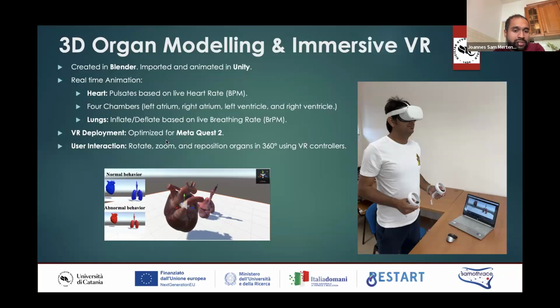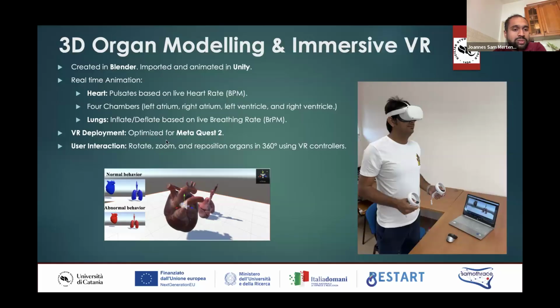data coming from both data sets. We used a data set, and also we used data from the smartwatch. In the Unity environment, we created pulsating animations, so the heart will pulsate based on the live heart rate, from the breathing rate, from the heart rate. That is the beats per minute. And we developed in the 3D models 4 chambers, like the left atrium, right atrium, and the left and right ventricles. And when it comes to lungs, we designed the inflation and deflation of these lung organs, and they will be inflating and deflating based on the breathing rate.